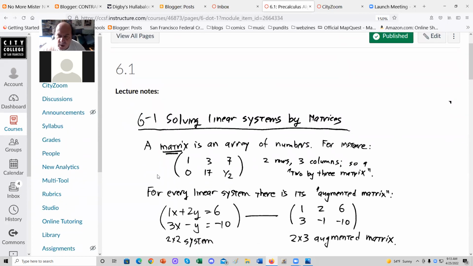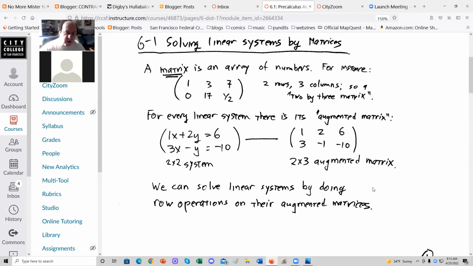This one has 2 rows, 3 columns, so it's a 2 by 3 matrix. For every linear system, you can write its augmented matrix. You have this 2 by 2 system, x plus 2y equals 6, 3x minus y equals -10. So you put these numbers 1, 2, 6 here, 3, -1, -10 here, and get a 2 by 3 augmented matrix. Augmented by this last column, which corresponds to the constants that the values equal. Whereas 1, 2, 3, -1, we will later see called the coefficient matrix, which we'll take inverses of, basically the equivalent of dividing. So we'll solve these by doing row operations on the augmented matrices.